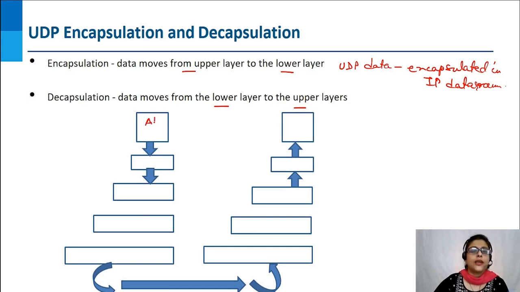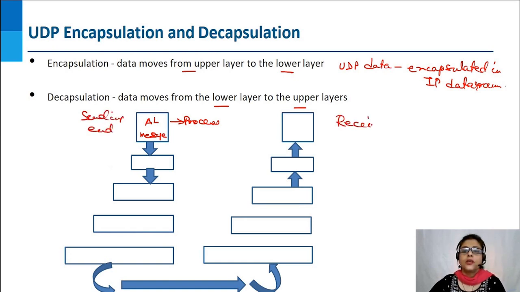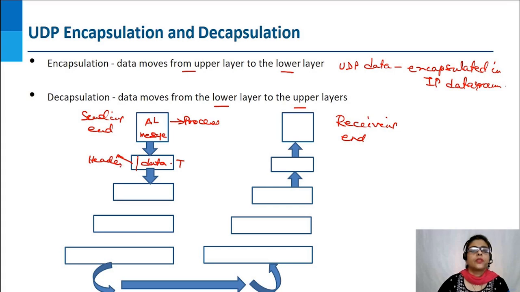Let's say we have the application layer here and a message from the application layer process. Let's say this is the sending end and this is the receiving end. Data from the application layer moves to the transport layer. The transport layer treats the data from the application layer as the data and includes a header. This entire transport layer data is fed to the network layer as data along with the header of the transport layer, and at the network layer again one IP header is inserted.